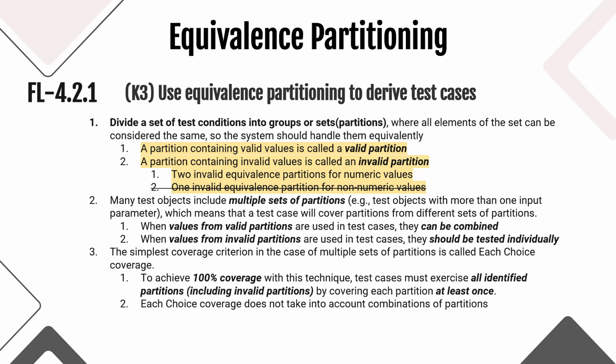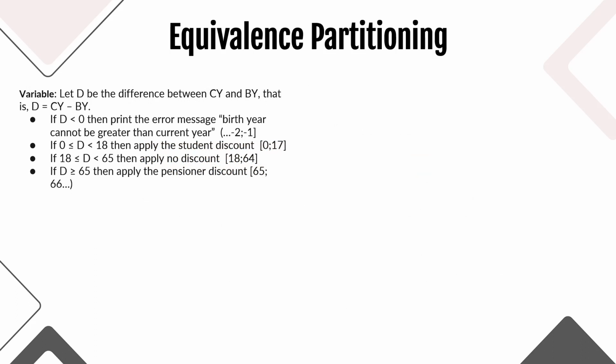Let's visualize it. We have 4 equivalence partitions. And since they are numerical, we will draw a line of values. The first equivalence partition is, if D is less than 0, print the error message: birth year cannot be greater than a current year. It means that the first value of this partition is -1. In this case, it is not critical to know the last value of the partition.